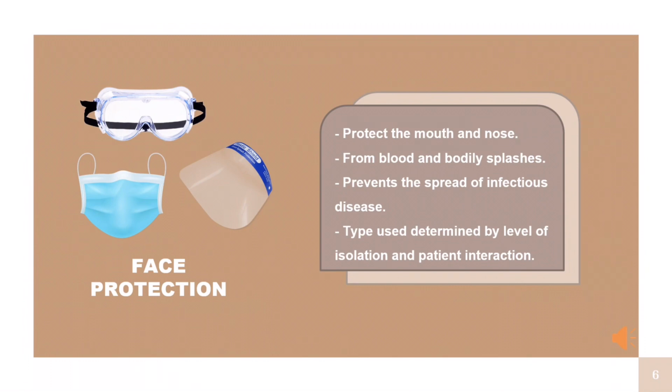Third is face protection. Face protection aids in the protection of the mouth and nose during operations that may entail blood and bodily fluid splashes. It also prevents the spread of infectious diseases that are spread by droplets and air. The type of face protection to use is determined by the level of isolation necessary and the nature of patient interaction. Face protection includes masks, goggles, and face shields.